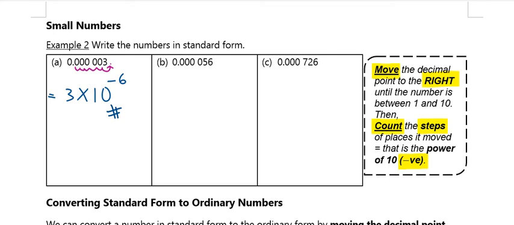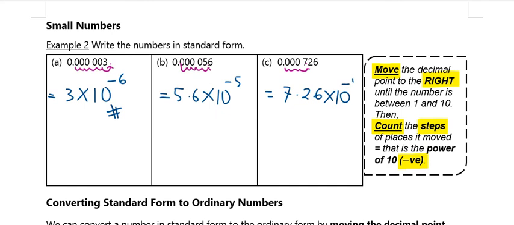And next one, the same thing: 1, 2, 3, 4, 5. So this is 5. Here your a is 5.6 times 10 power -5, right? Let's double check it once more: 1, 2, 3, 4, 5. And for the last one, you also have to move it: 1, 2, 3, 4. So here you will have 7.26 times 10 power -4.